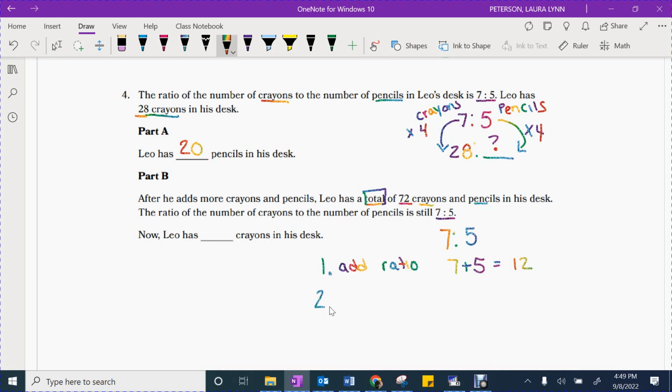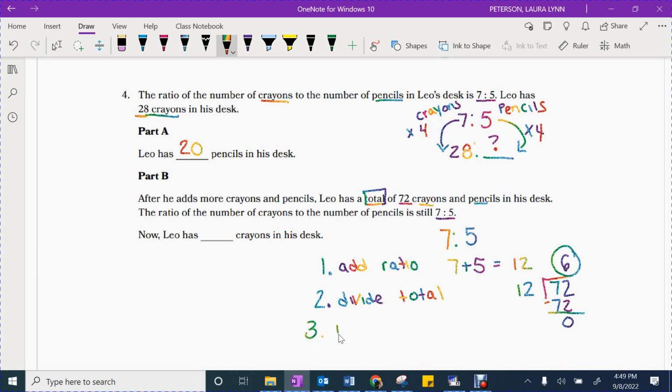Step 2 is divide the total. So that means my total number of crayons and colored pencils, that's 72, and I'm going to divide it by 12. This one is a perfect division problem because 12 fits perfectly into 72 6 times, and I get no remainder. This 6 is what I'm going to use to multiply.